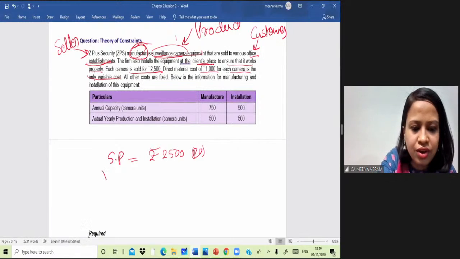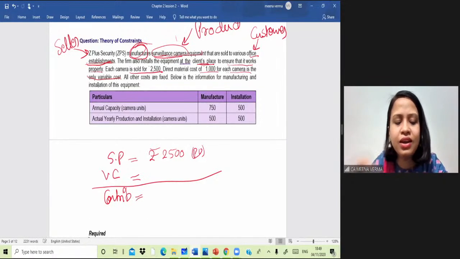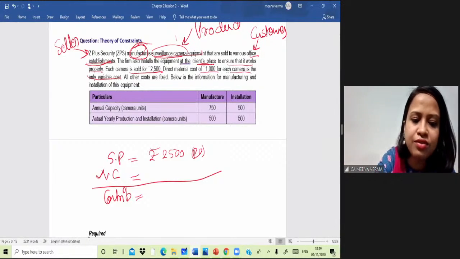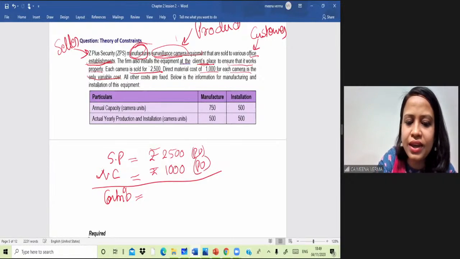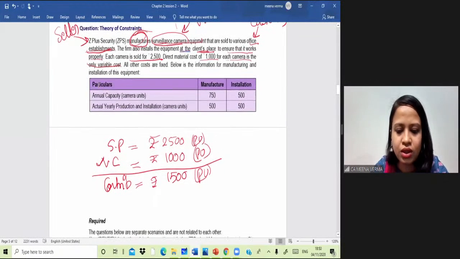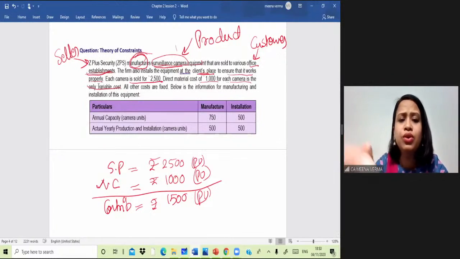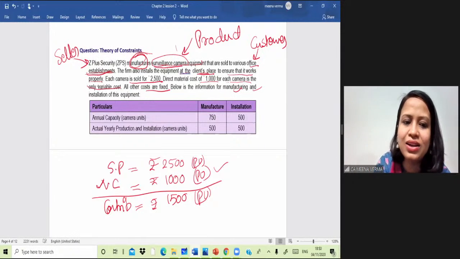Generally, we consider the variable cost and then we find the contribution. But they are saying that their variable cost is only material, none other. So in variable cost I can consider the cost of material, which is 1000 per unit. In this way, I get the contribution as 1500 from each camera. Okay, 1500 per unit is the contribution. Now all other costs are fixed. Apart from this 1000, all other costs are fixed cost. Below is the information related to manufacturing and installation.